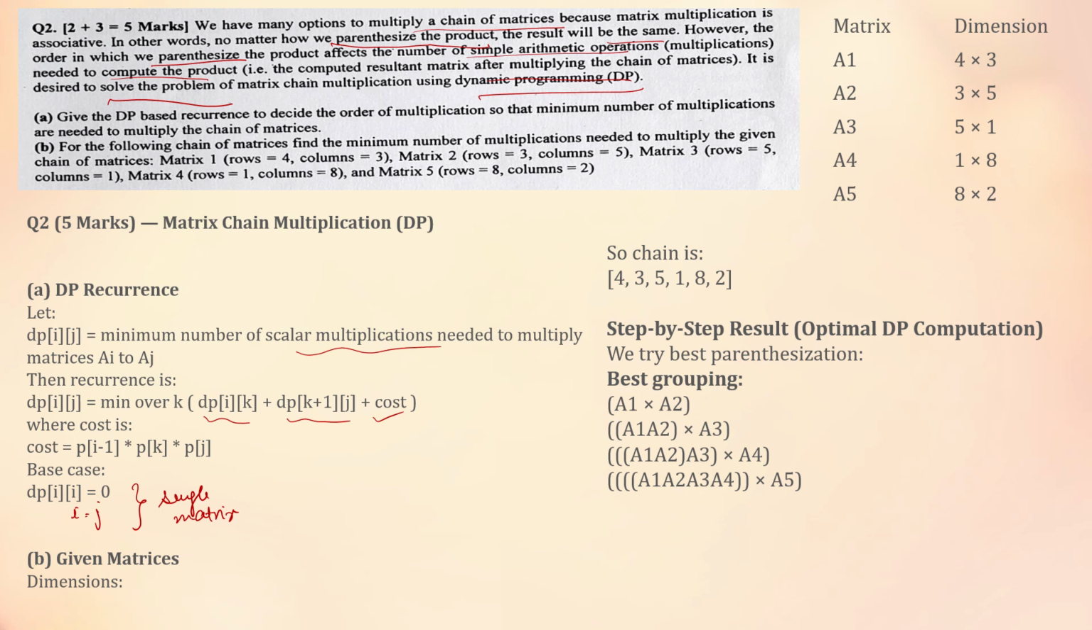Now in case of this, the first part is for multiplying your first subchain. This is for your second subchain. And this cost is when you multiply the two resulting matrices, p of i minus 1, k and j. Now we are given A1, A2, A3, A4, A5. We have to check for the optimal split.